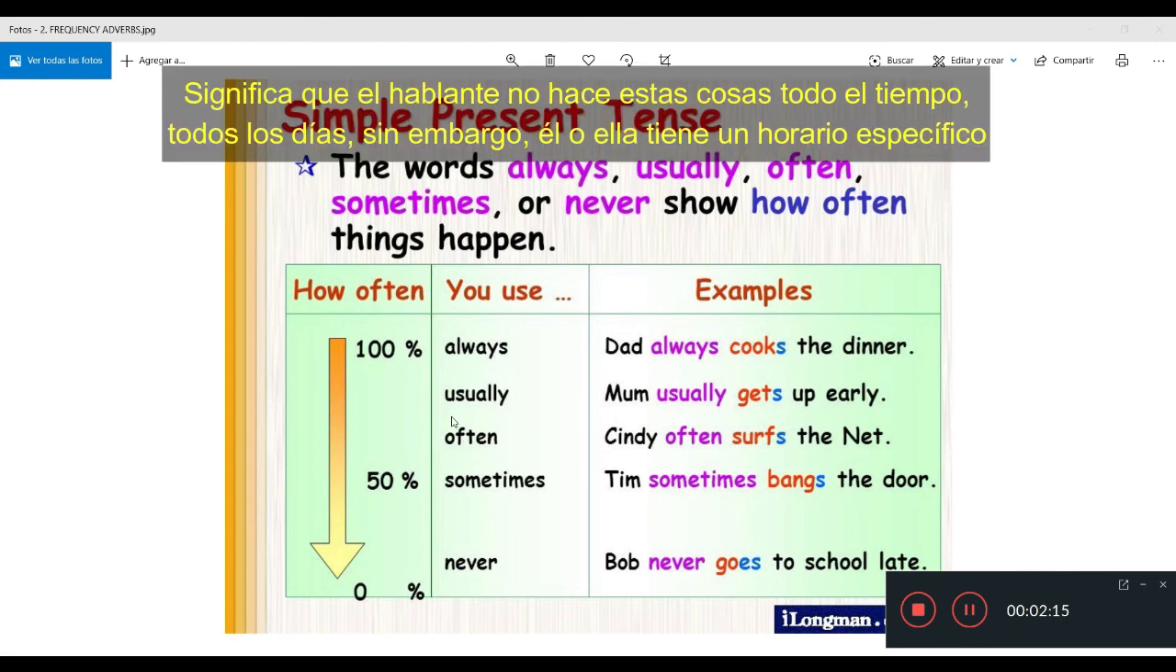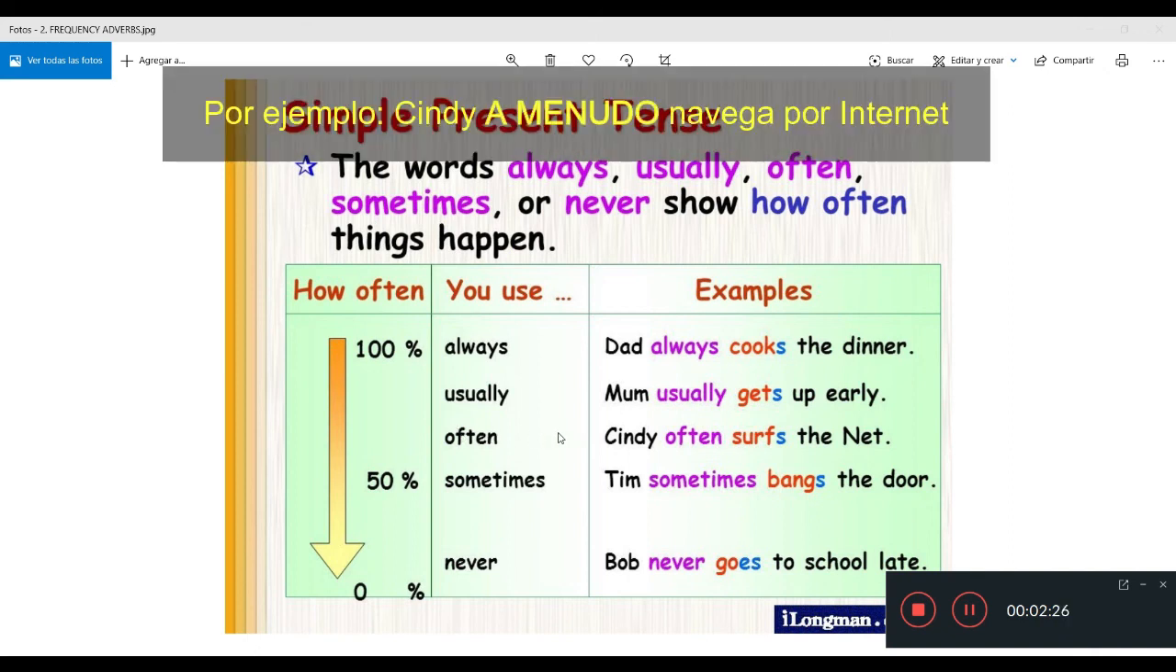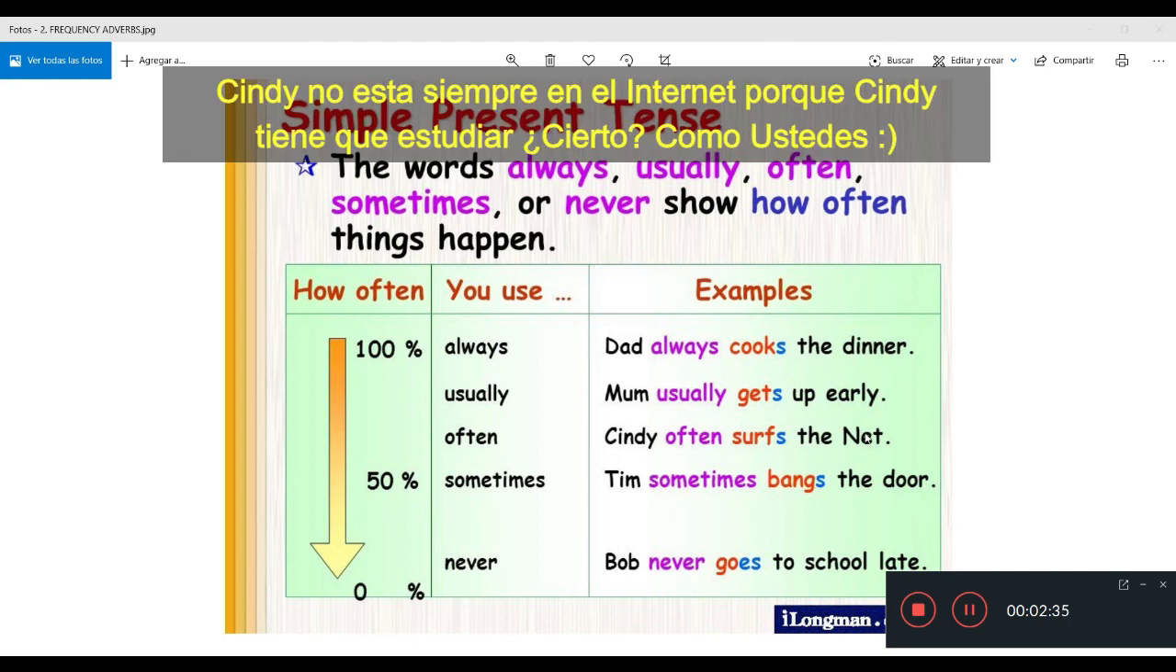Often means the speaker doesn't do these things all the time, every day. However, he/she has a specific schedule to do it. For example, Cindy often surfs the net or the internet. Cindy is not always on the internet because Cindy has to study, right? Like you guys.